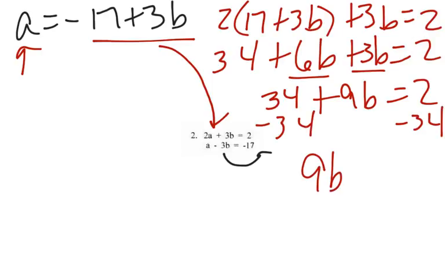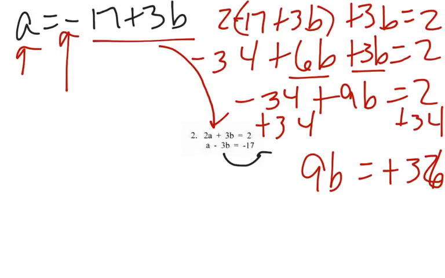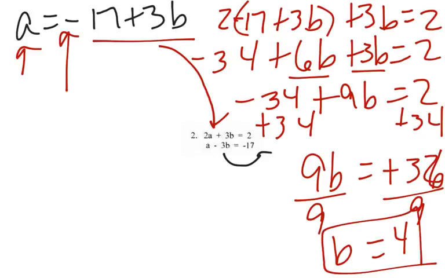You're going to get 9b is equal to negative 32. When things aren't working out, you might want to double check. If you will notice, this was a negative, and I did not bring my negative, so that was a negative 17, a negative 34. I'm going to add 34, and that's actually a positive 36. So now I can divide by 9, and b is equal to 4.